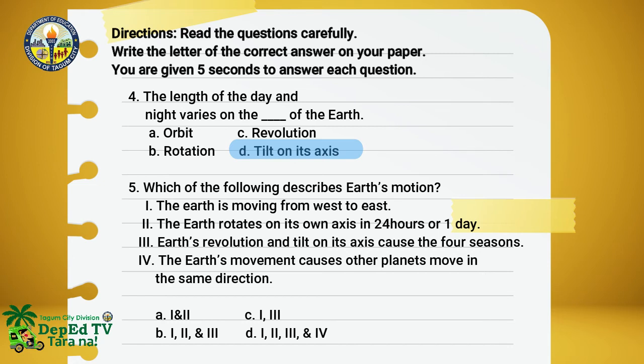Number 5. Which of the following describes Earth's motion? 1. The Earth is moving from west to east. 2. The Earth rotates on its own axis in 24 hours or 1 day. 3. Earth's revolution and tilt on its axis cause the 4 seasons. 4. The Earth's movement causes other planets move in the same direction. Letter A, statement 1 and 2.